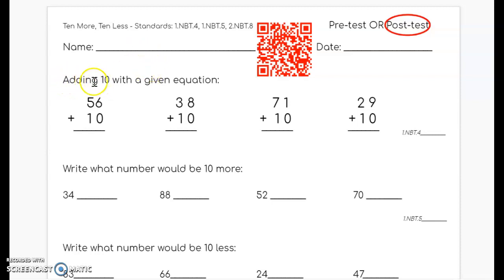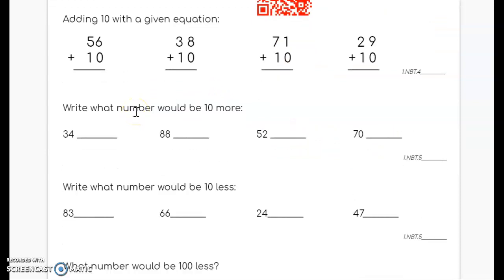The first section, we're adding 10 with a given equation. So I've given you 4 equations that are already written out for you. What you need to do is add and then write the answer underneath the line here in the spaces. Remember, you can pause as you're doing that, so you're ready for the next section.